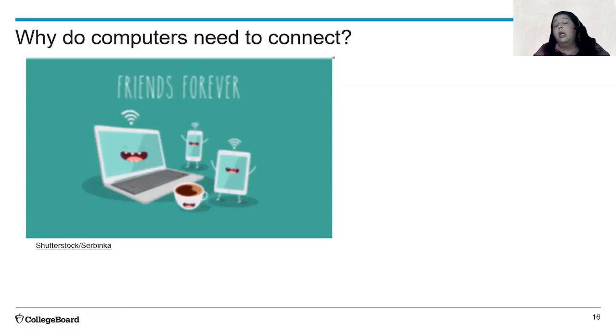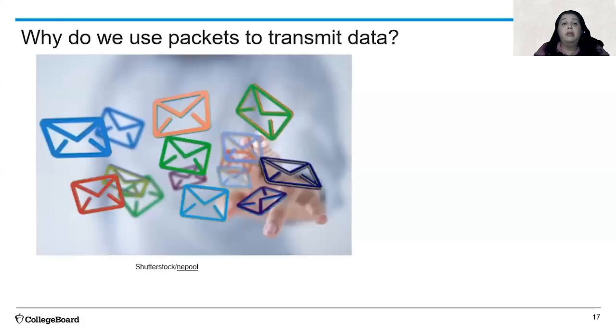But no, seriously, we connect to transmit data to make things a little bit easier. We use packets to transmit this data. Remember, it's like that jigsaw puzzle. We're taking a piece of that data and throwing it in an envelope and sending it along, because we can't take it and move it through the internet all at once.